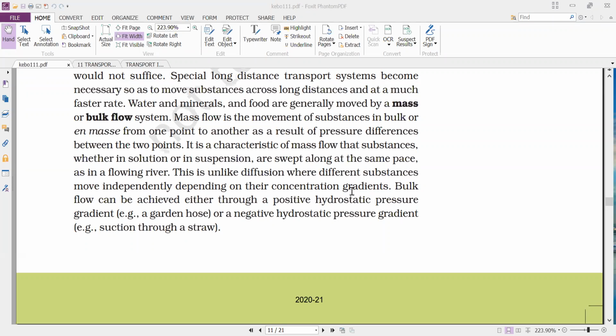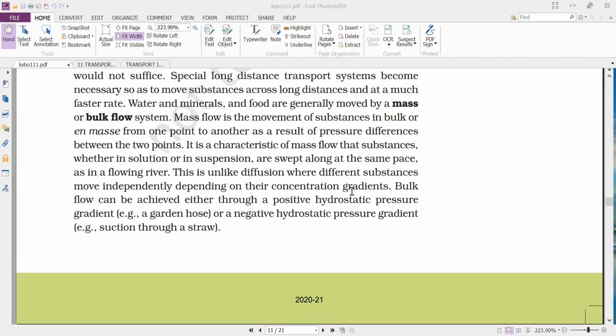If oxygen has a higher concentration, it will move faster. If carbon dioxide has a medium concentration, it will move a little bit slower. If the hydrogen concentration is very low, it will move very slowly. So in diffusion, the movement of a molecule takes place according to the concentration of that individual molecule. But in mass flow or bulk flow, it is not like that. Any molecule with any concentration will move with the same pace as that in which it is dissolved or present.